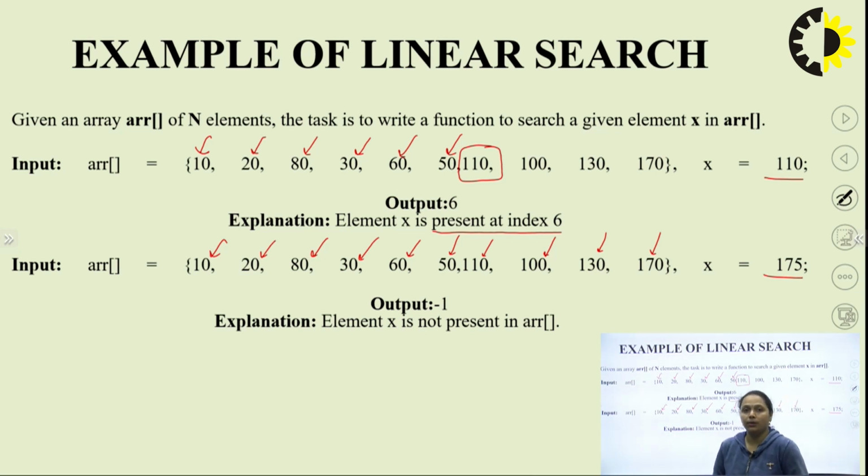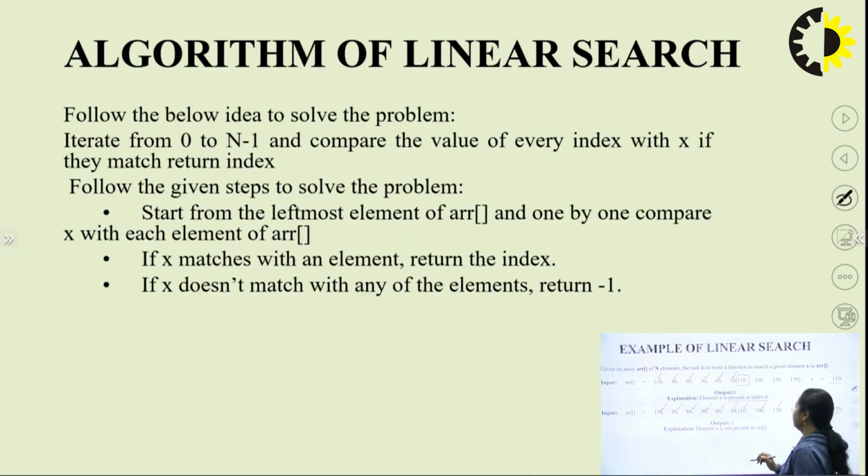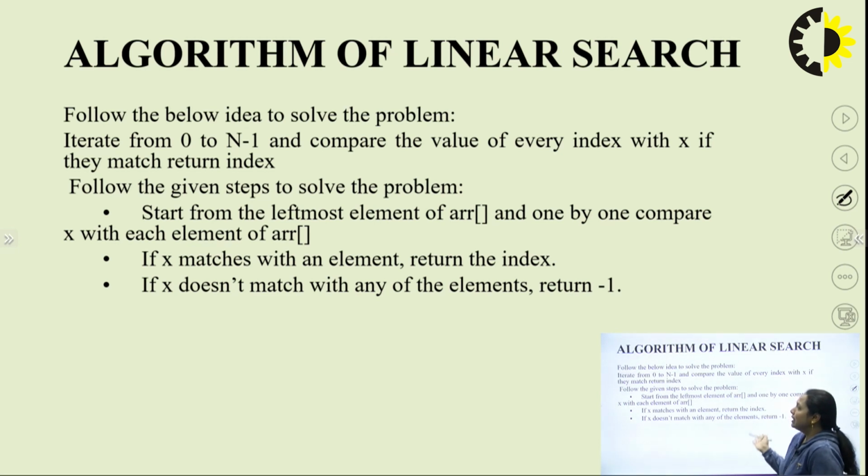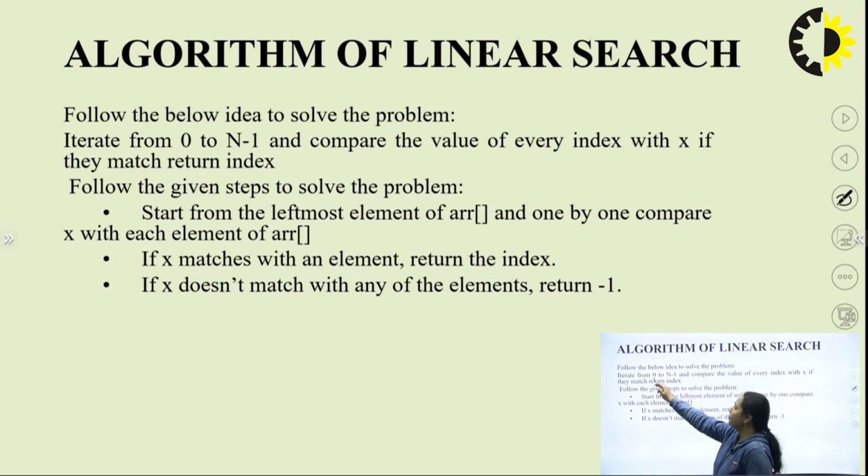The element is not present within the list. So, this is the algorithm for the linear search. In this particular algorithm, what we are doing? We are iterating from 0 to n minus 1 steps.